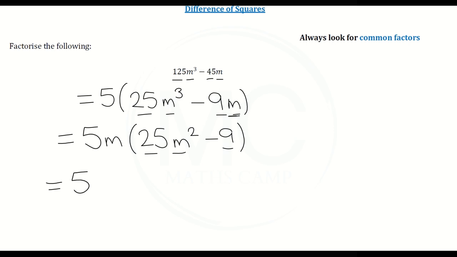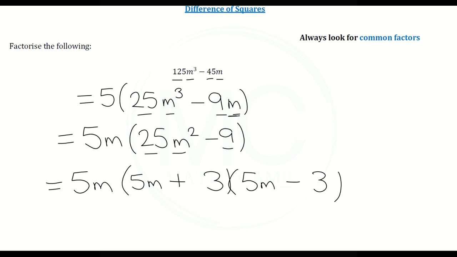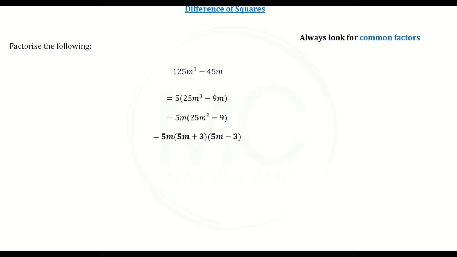Don't forget the 5m outside of the bracket. Let's open my first bracket and open my second. The square root of 25m squared is 5m, and again on the side. The square root of 9 is 3, so I have 3 over here and 3 over here. Let's separate these terms with a plus sign and these with a minus. And we've now factorized this expression.